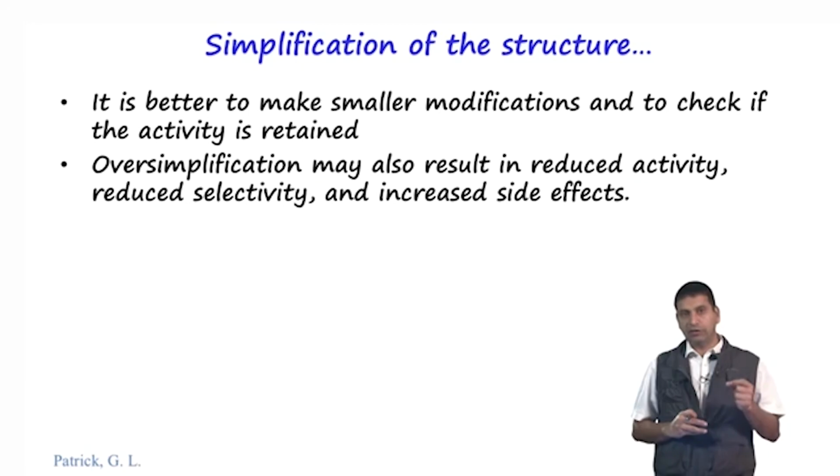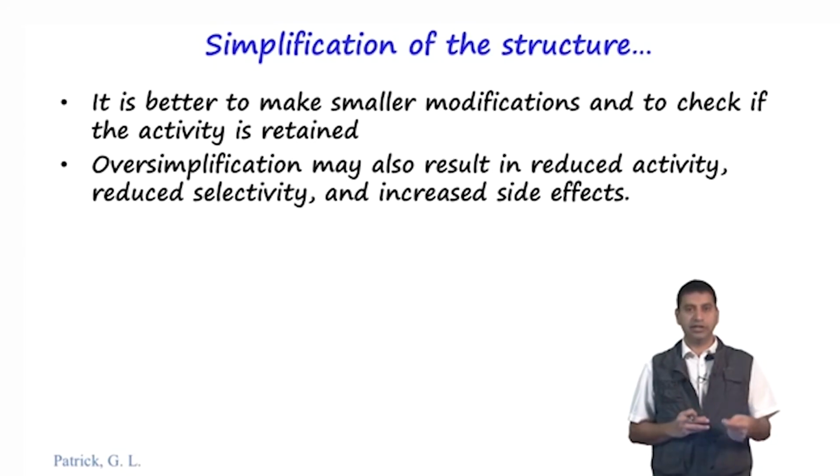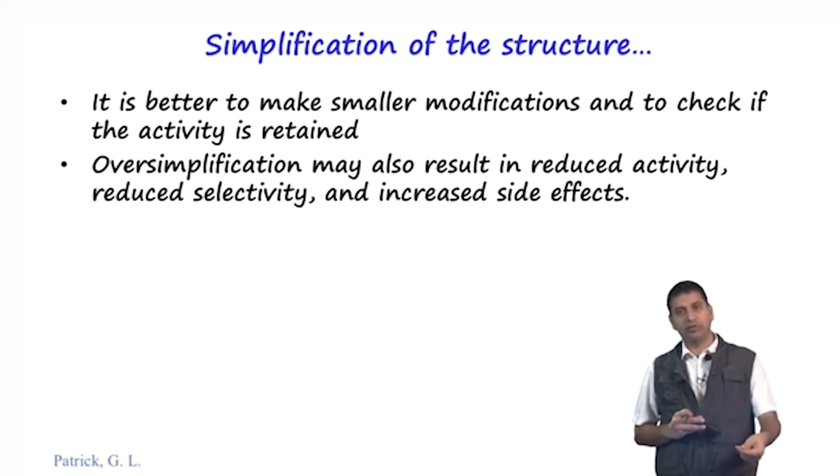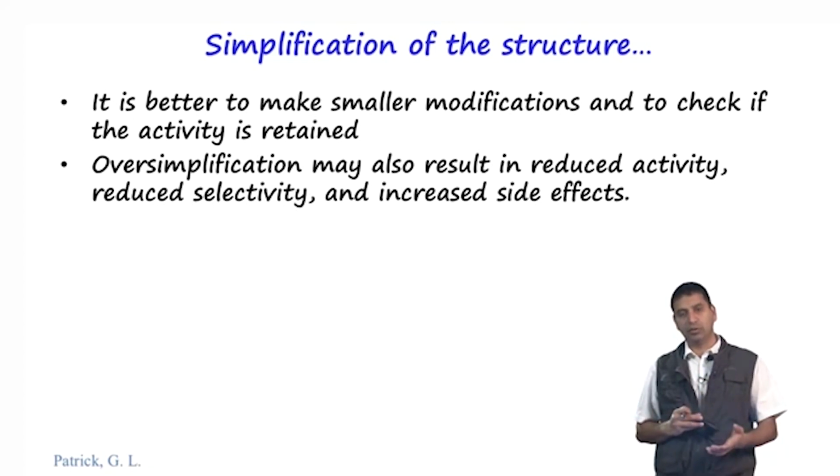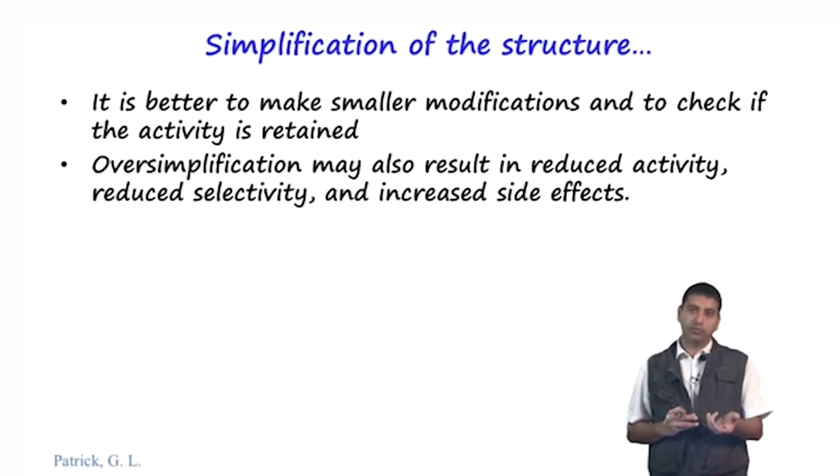Therefore, it is better to make small modifications, take small steps and then check again if the activity is retained or not, and then proceed further. Because oversimplification may result in reduced activity, also selectivity may go down, and sometimes the side effects may also go up because of promiscuous interaction.